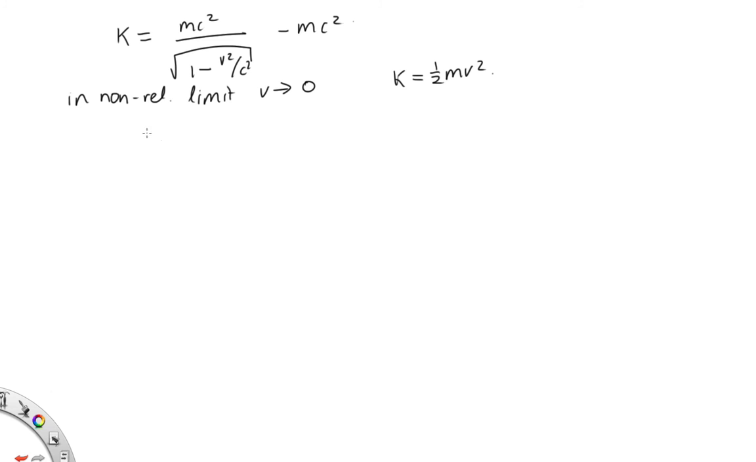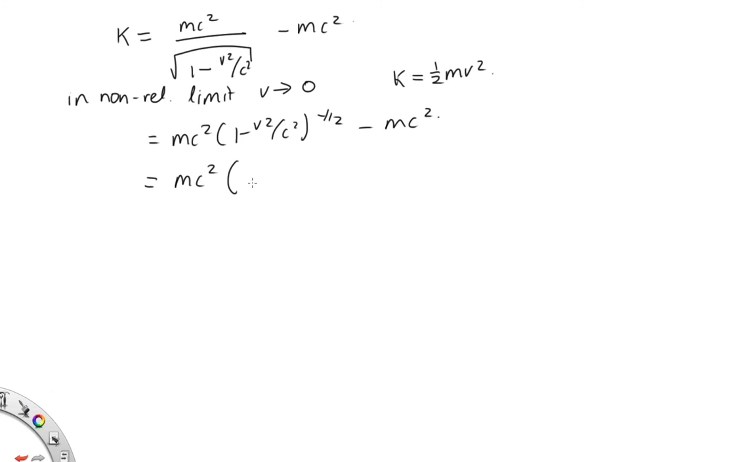So let's just check. We can write this as mc squared times (1 minus v squared over c squared) to the minus 1/2, minus mc squared. Now what we're going to need to do to get the low v limit is do a binomial expansion of this. A binomial expansion where this power is a fraction works in much the same way as if it wasn't a fraction. So we've got mc squared.